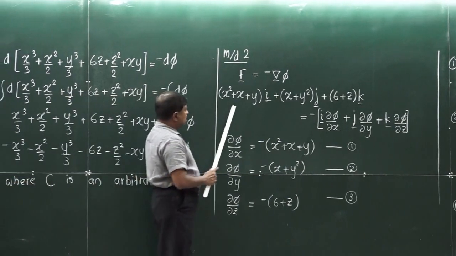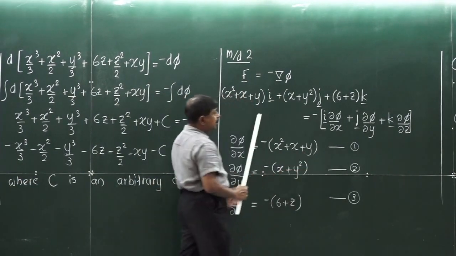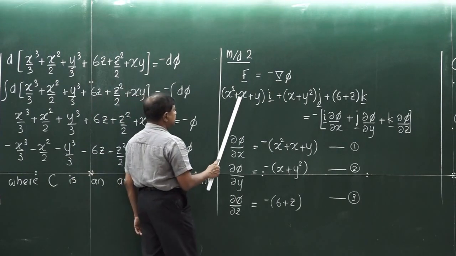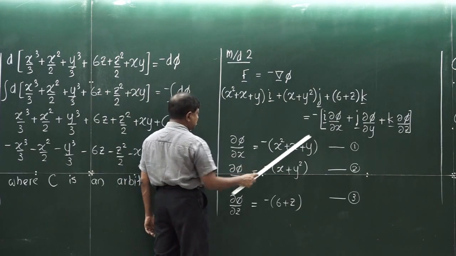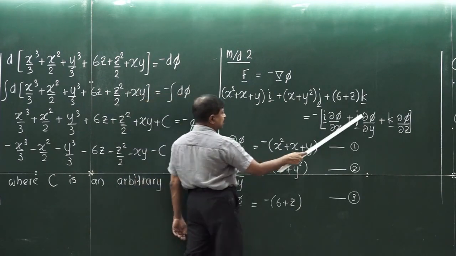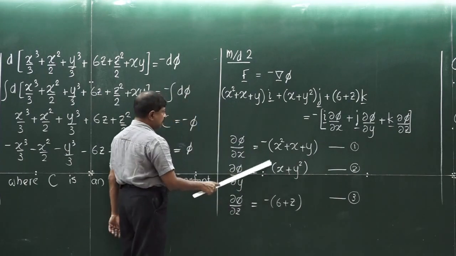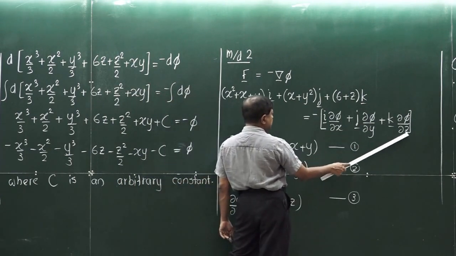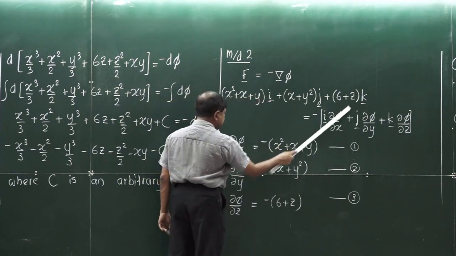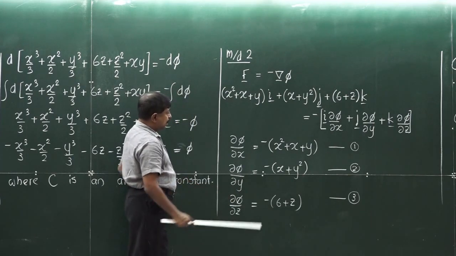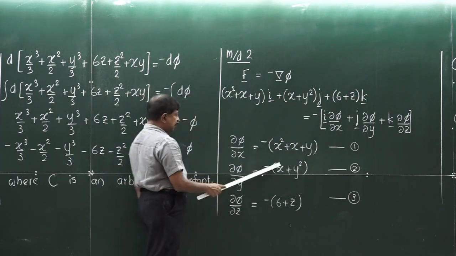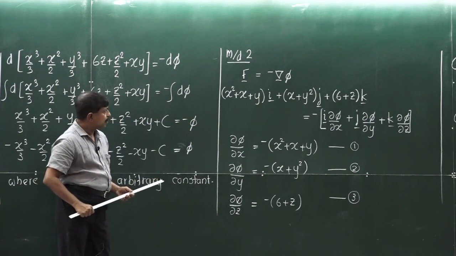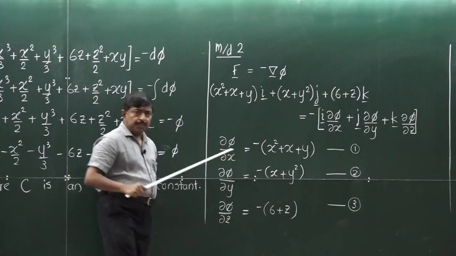Now, by comparing the components of I, j and k, you can come up with three equations. Now, this is equal to partial phi over partial x, this is equal to partial phi over partial y, that minus sign will be there. Here you have partial phi over partial z is equal to minus 6 plus z. I mean you get the minus sign here, but I multiplied both sides by minus 1 and get these three equations. After that, this is how you do it.